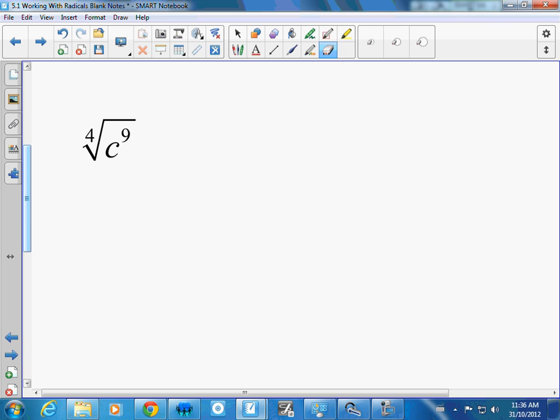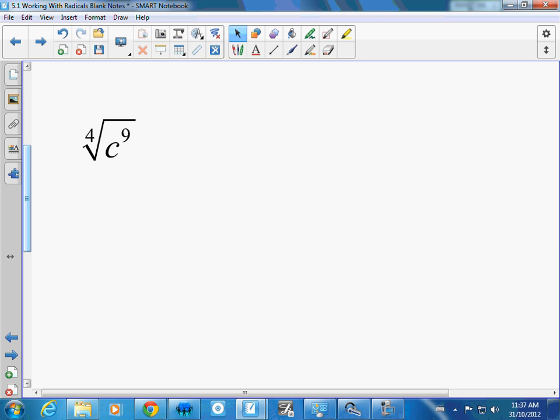Okay, so let's look at this one here. C to the 9. We want to take the fourth root. Think about this for a minute. I want something times itself, times itself, times itself, 4 times, right? Because that's what the fourth root is. All of those 4 things have to be the same. Can't have a c1, a c2, a c3, a c4. They all have to be c1s, or c2s, or c3s, or c4s. Now think about what we're doing with multiplication. If you're multiplying and they're the same base, what do you do with the exponents? You add them.